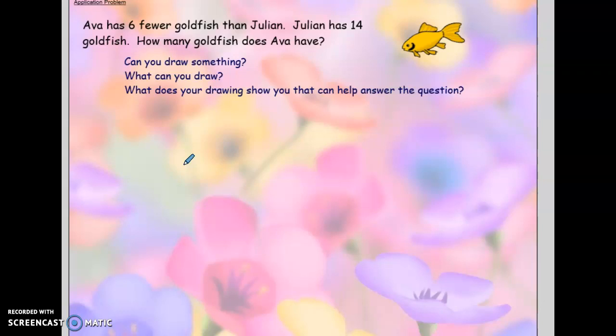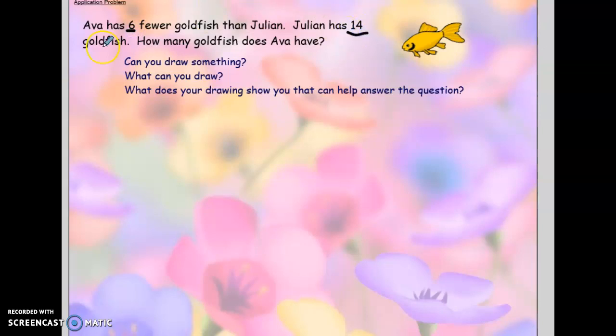Ava has 6 fewer goldfish than Julian. Julian has 14 goldfish. How many goldfish does Ava have? Alright, let's read that one more time. Ava has 6 fewer goldfish than Julian. Julian has 14 goldfish. How many goldfish does Ava have? So the first thing I want to do is find all the numbers that I already know are in my word problem. We've got 6 and 14.